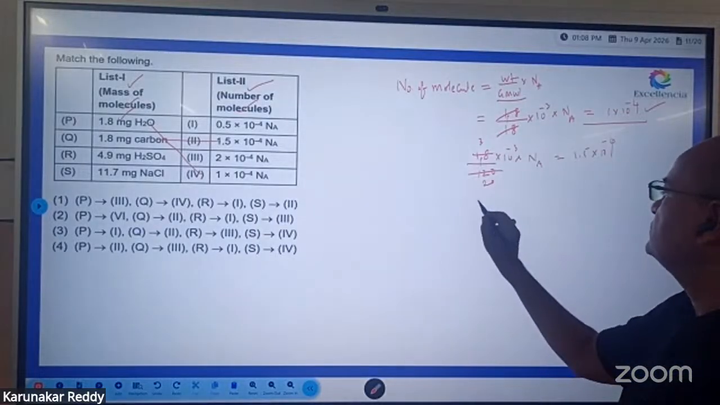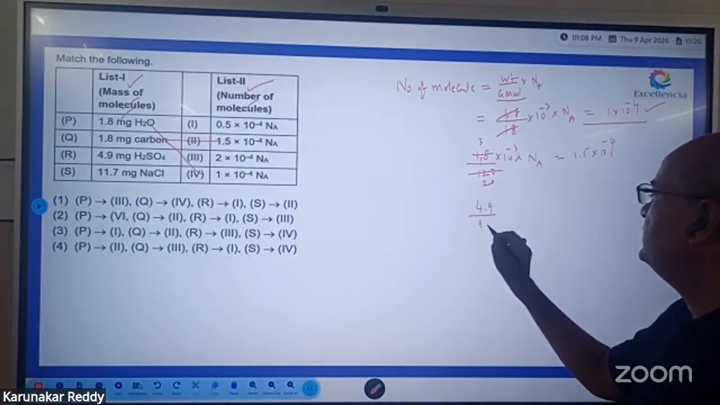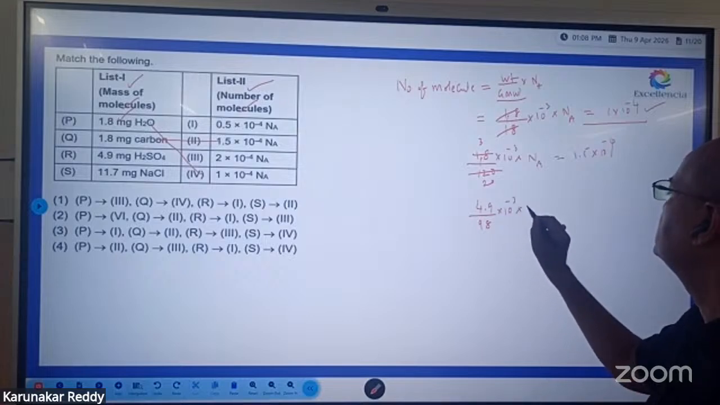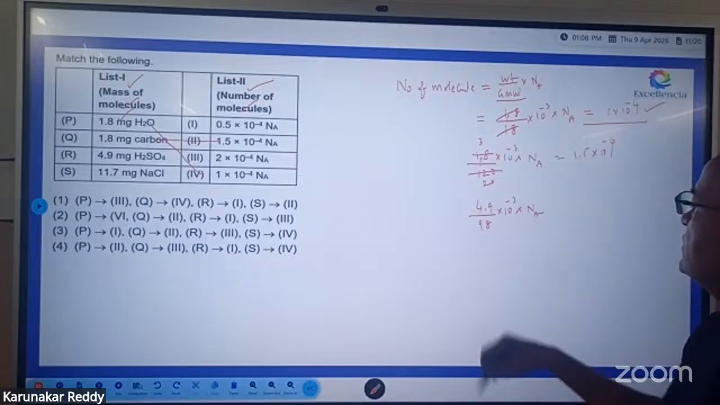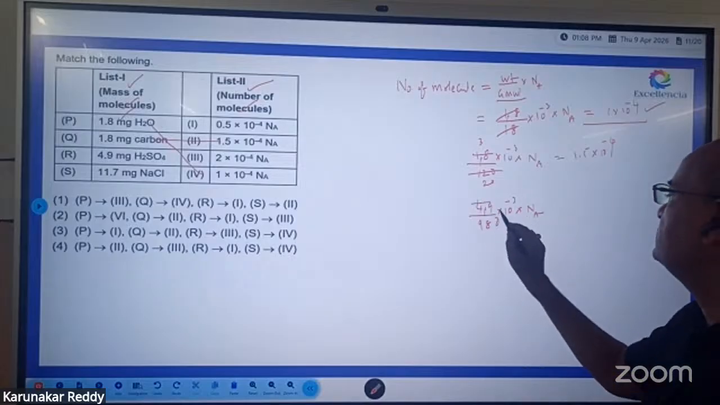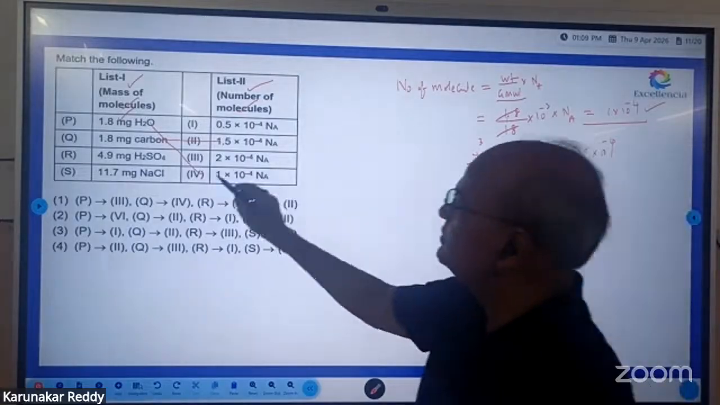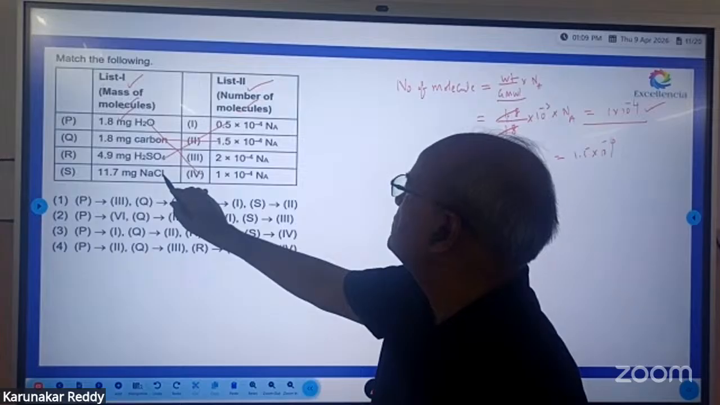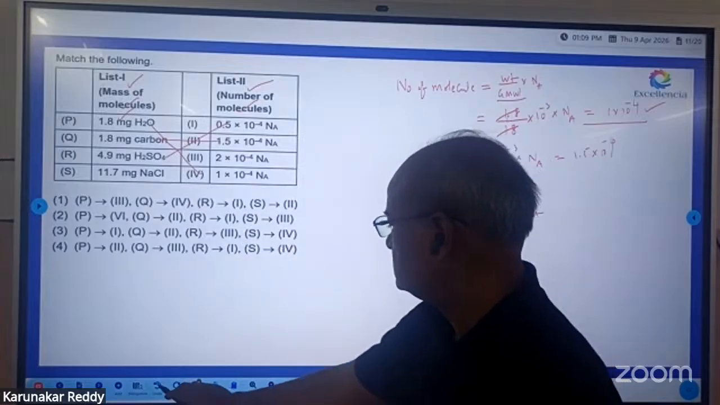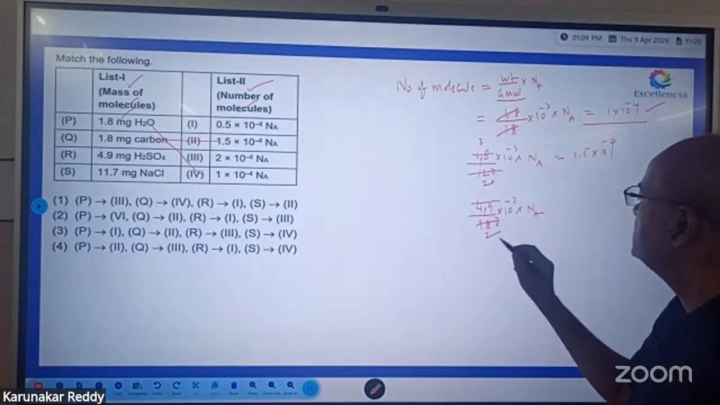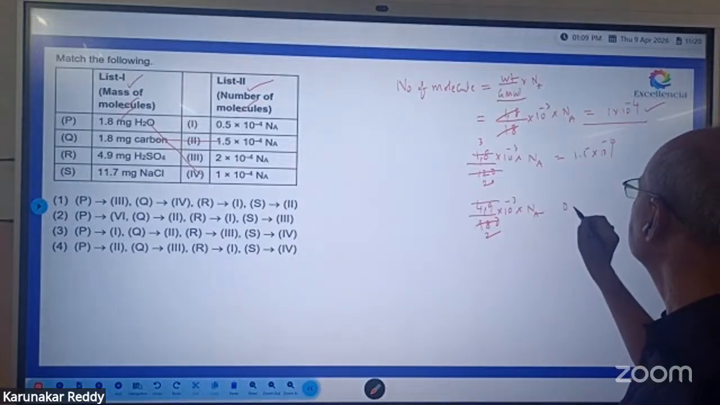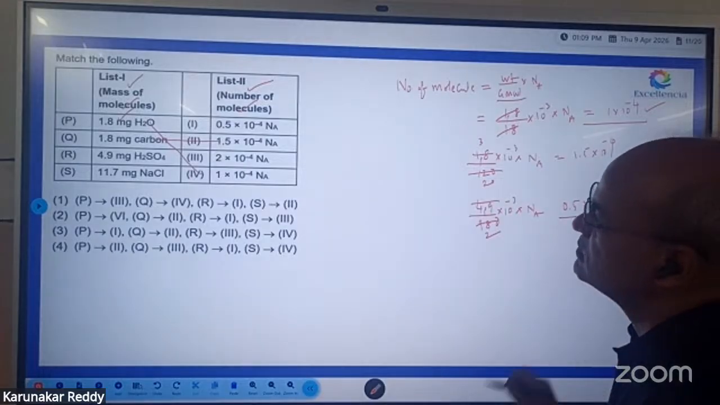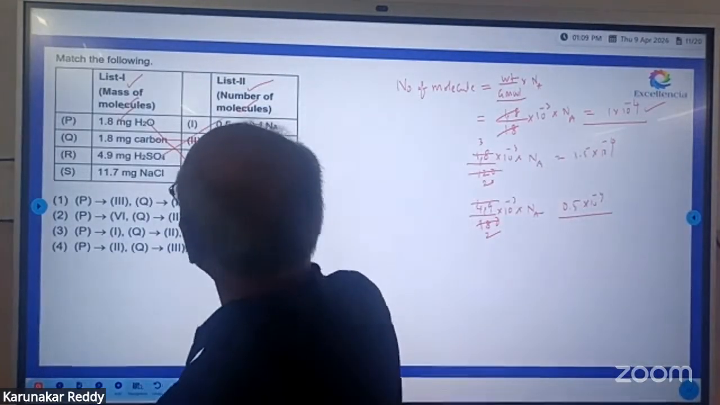Next, 4.9 by 98 into 10 power minus 3 into Avogadro number. So we are going to get 0.5 into 10 power minus 4. So we'll get this. In the same manner, we are going to get this one, 4.9 by 98, it's 0.5 into 10 power minus 4. So this is correct, of course.